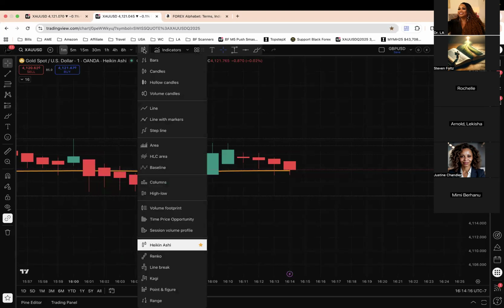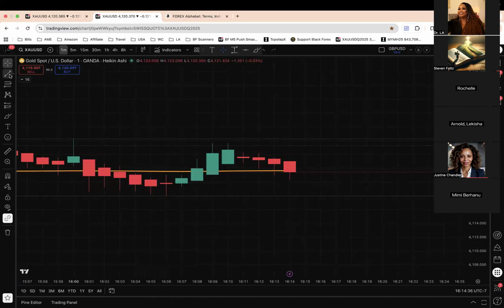Here are your candles. Please make sure that you star Heikin Ashi candles because a lot of times people will look at our charts and say, okay, I don't have that on my chart. And it's because your candles are different. So it will give you a completely different alert as well. So it's really important that you put the star next to Heikin Ashi.